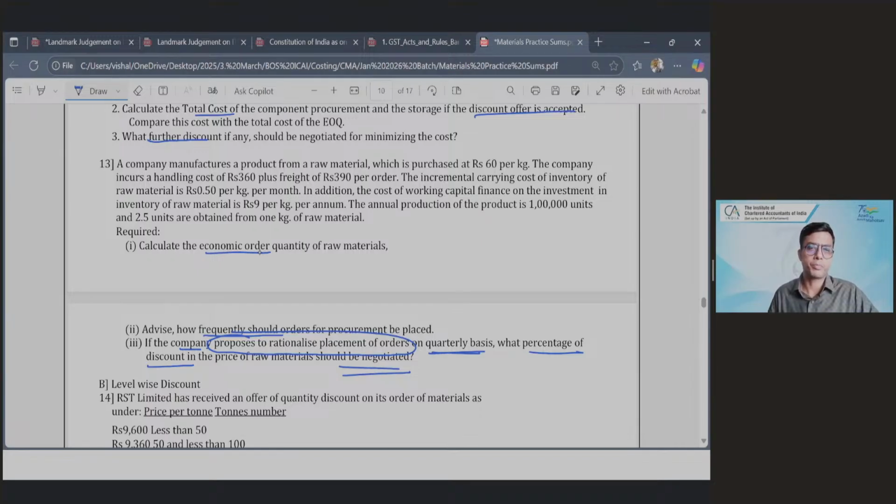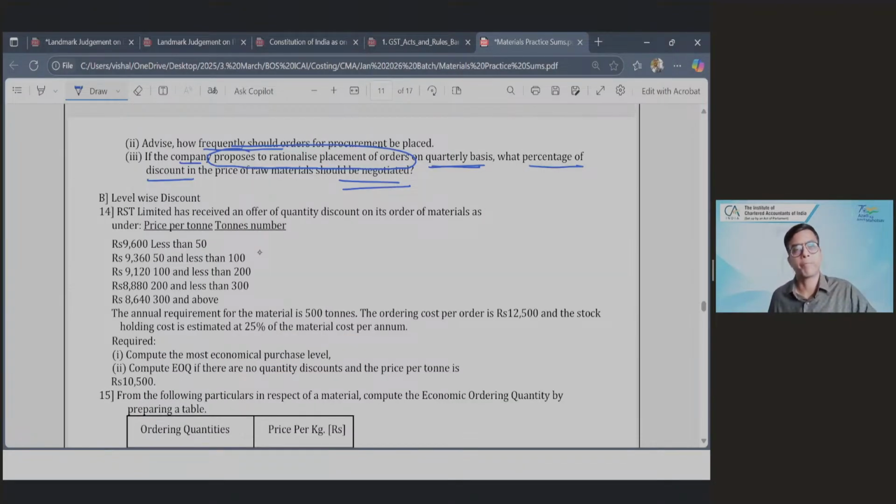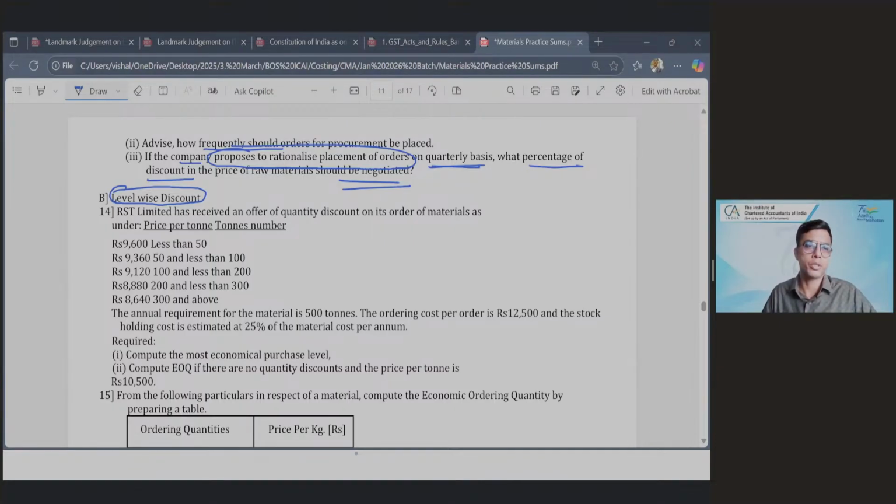Correct? Same questions. Now going to the last part in EOQ, that is EOQ where the discount is a level wise discount. What is a level wise discount? Till now, the discount given in the question, students, was a percentage discount. However, in real life, at times the discount is not a percentage discount, but like this: if you buy less than 50, my price is this. If you buy more than 50 up to 100, my price is this. If you buy between 100 to 200, my price is this, and so on.